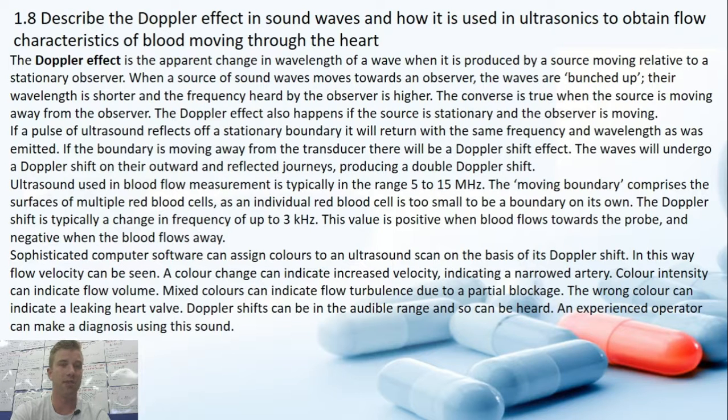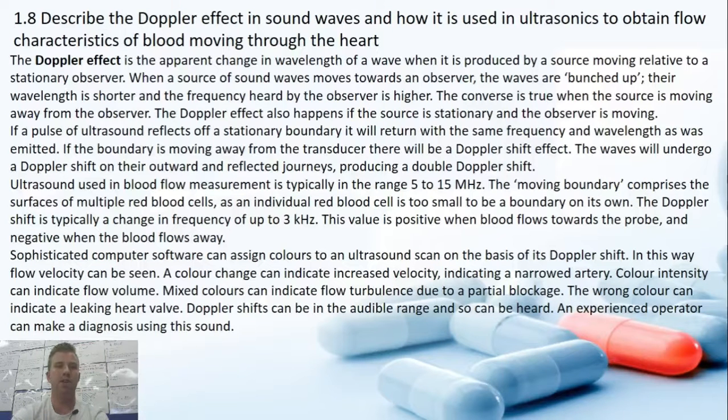Ultrasound, which we covered in our previous videos 1.1 to 1.4, is used in blood flow measurement and typically has a range between 5 and 15 megahertz. The moving boundary comprises the surfaces of multiple red blood cells, as an individual red blood cell is too small to create its own boundary. We've learned about acoustic impedance.